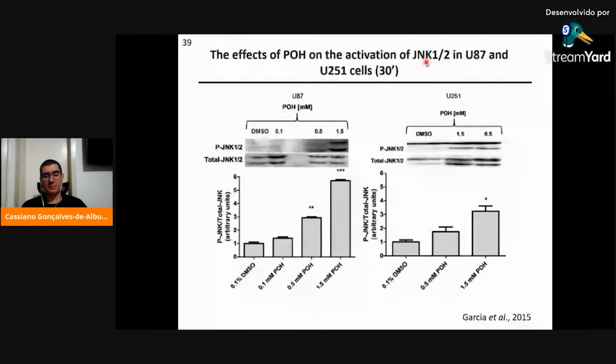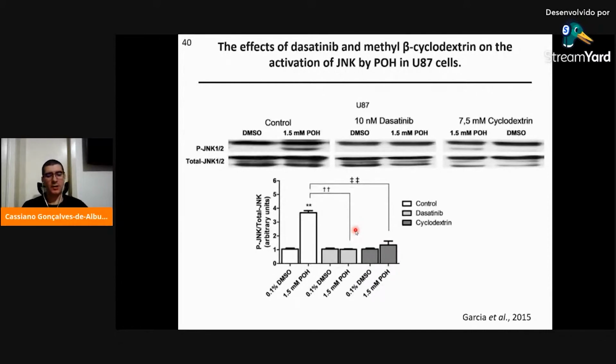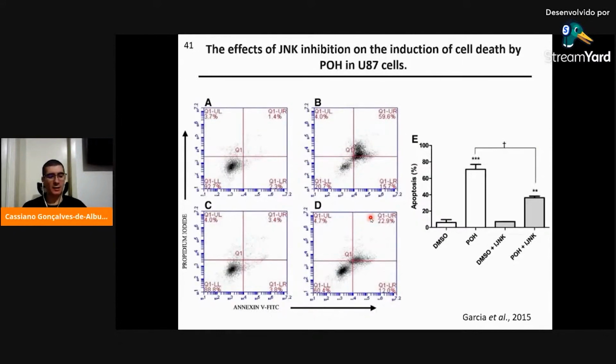The cytotoxic effect is related to JNK1 and 2 MAP kinases because POH induces JNK in a dose-dependent fashion as well. The higher the dose, the higher the phosphorylation activation. The JNK activation was avoided by cell pre-treatment with dasatinib, which is a Src kinase inhibitor, and cyclodextrin, which depletes cell membrane cholesterol. As you can see here, dasatinib and cyclodextrin completely block the JNK phosphorylation.